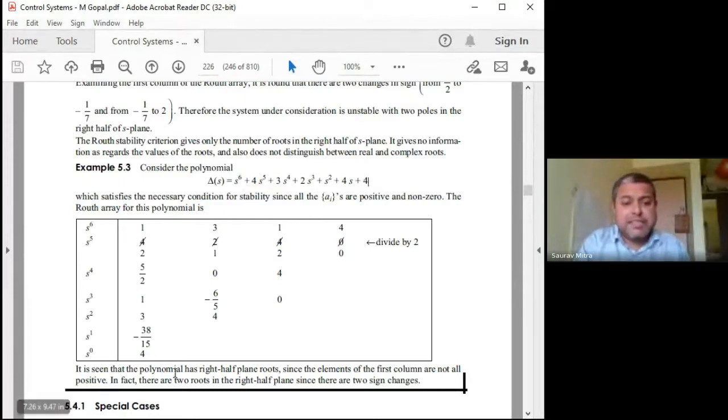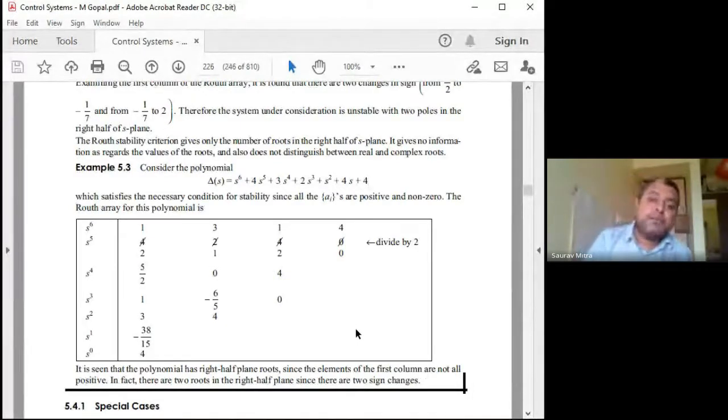So it is written there, it is seen that the polynomial has right half plane roots. How many roots? Since the elements of the first column are not all positive. It is not necessary that they should always be positive. All should be of the same sign. In fact there are 2 roots in the right hand side of S plane since there are 2 sign changes. If the top one were negative, this one positive and the last one negative, in that case also there would have been 2 sign changes. So first column elements should be positive? Some books write it like that. That is a wrong statement.